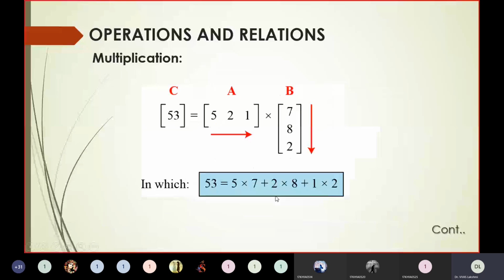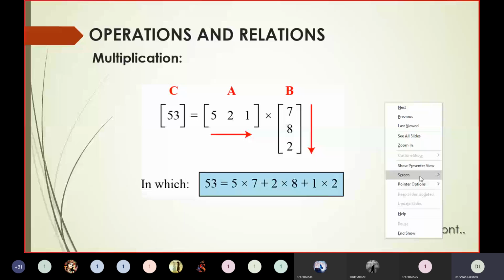And the third one is multiplication. Here if we want to perform multiplication operations, then we have some rules and regulations. What are those?